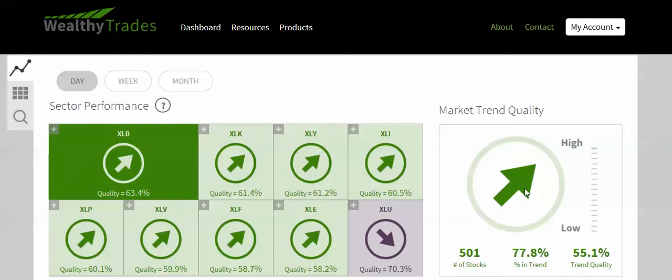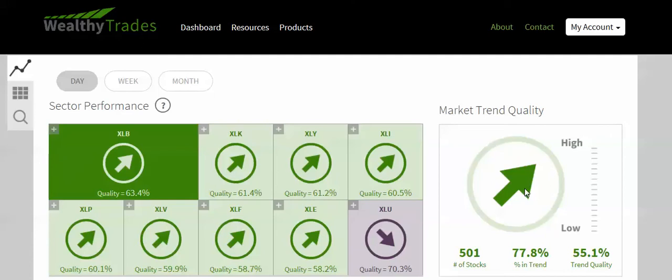So WealthyTrades.com believes in what we call a drill down analysis. Once I have step number 1 accomplished, which is to get my directional bias for the day, I can drill into the best sectors and the best stocks within those sectors to help me make better decisions.